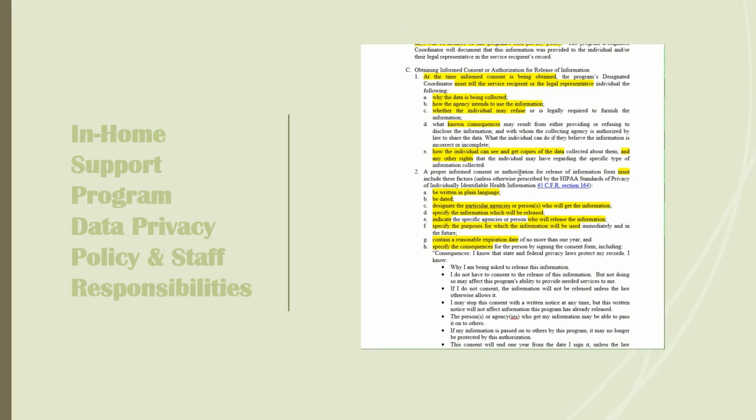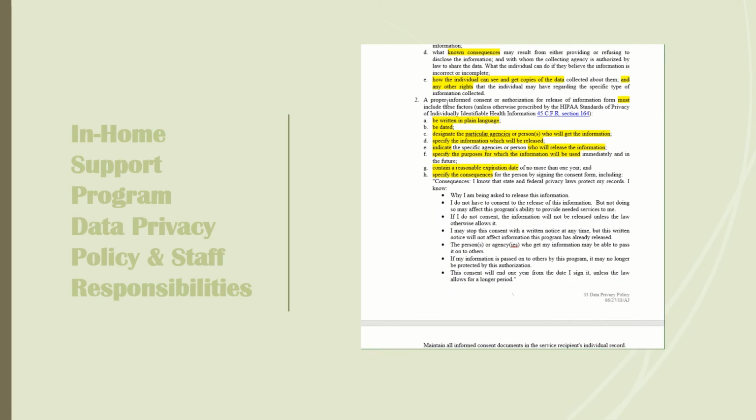A proper informed consent or authorization of information form must be written in plain language, be dated, designate a particular agency or persons who will get the information, specify the information which will be released, indicate who will release the information, specify the purposes for which the information will be used, contain a reasonable expiration date, and specify any consequences for signing the form.